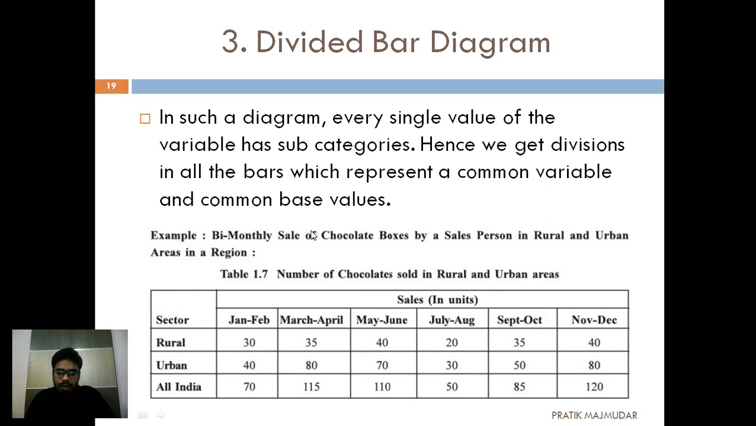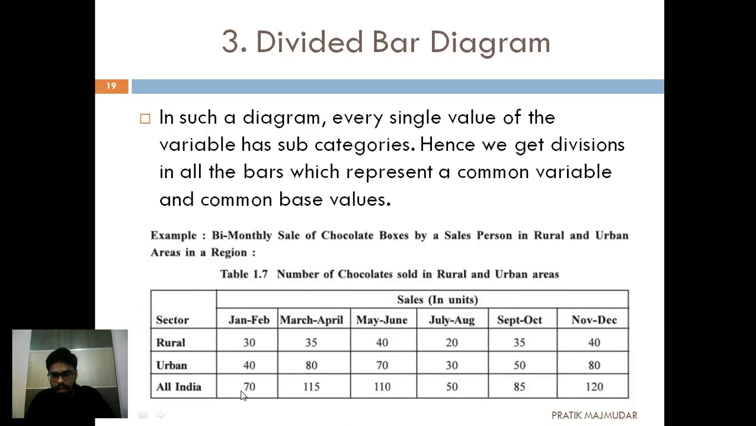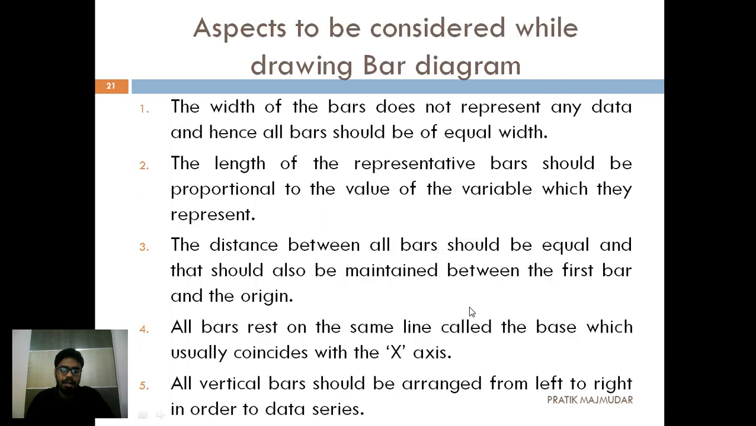So now how are we going to show that? We are going to show this like here. Sales in rural area are going to be darkened, and sales in urban area are this kind of lines. So the highest total sale is 70. So we will do 30 plus 40, that is 70. So we will make a single bar diagram, but it is divided into 2 subcategories. You can see the difference from this. Okay. Next.